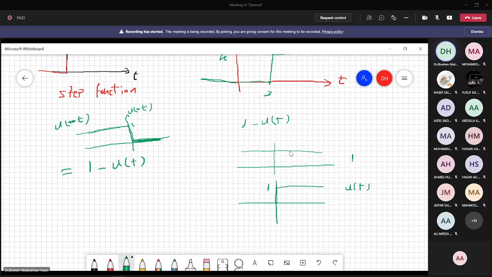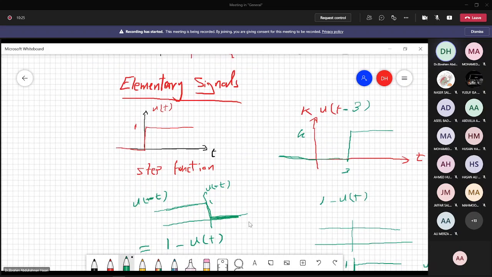So u of t then, I can define it as u of t equal to 0 for t less than 0, and equal to 1 for t greater than or equal to 0. Okay, كل اللي بيصير عندي هنا, we could have scalar multiplication, we could have shift to the right, to the left. Okay, we can multiply here with a minus. هذه كل المتعلق بالstep function.